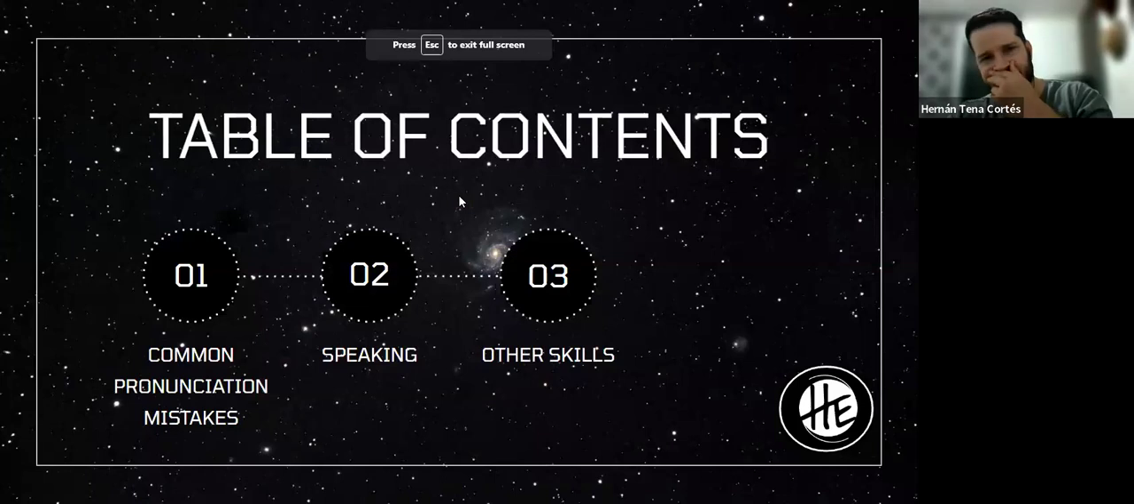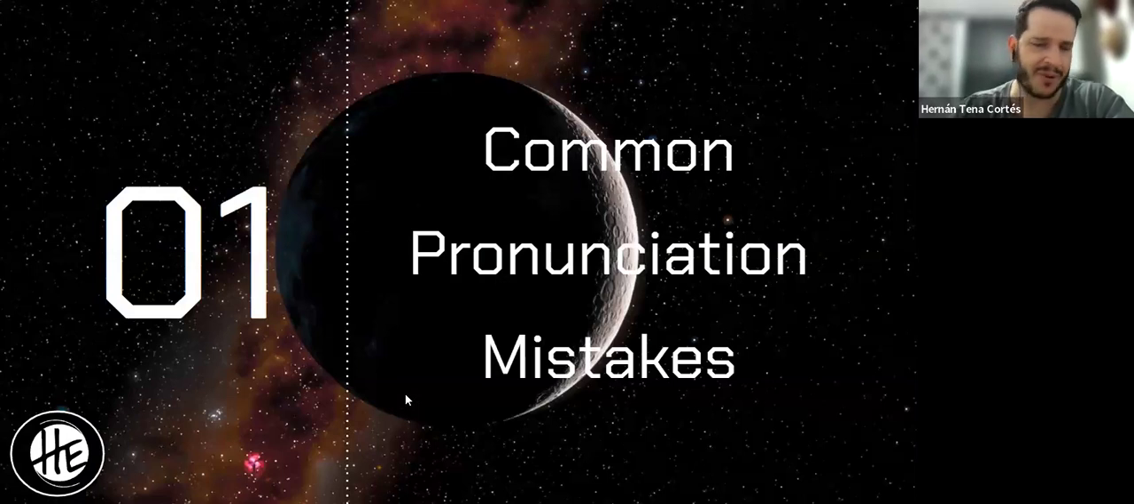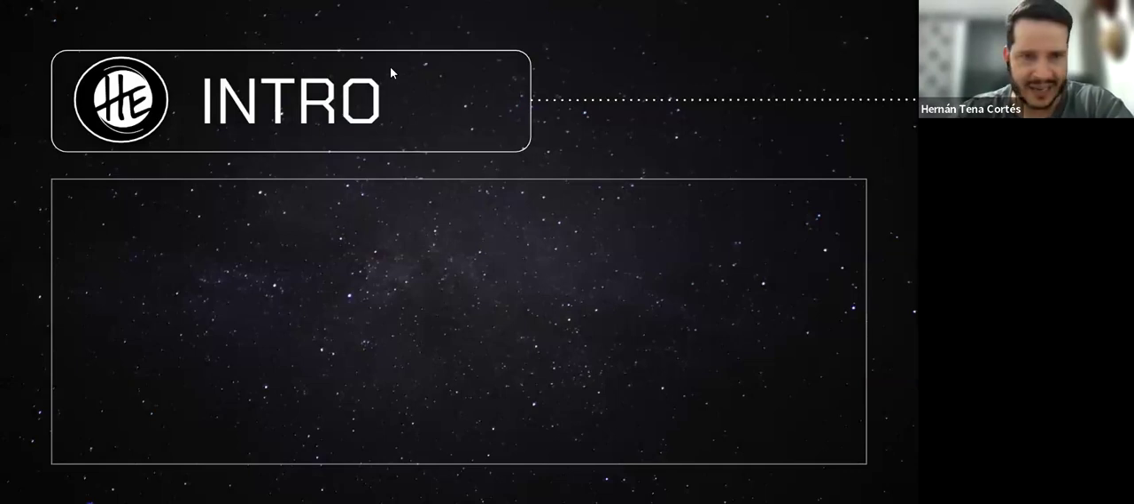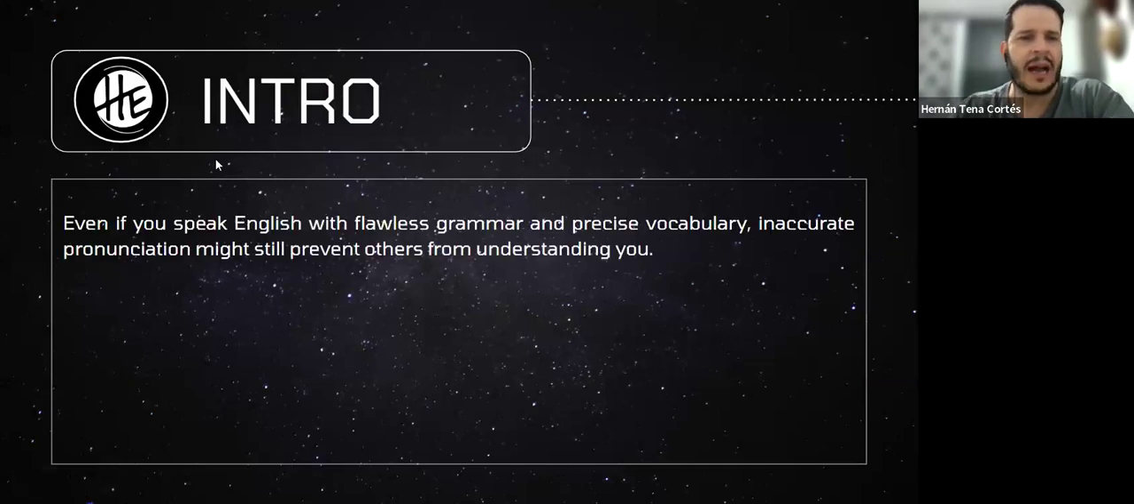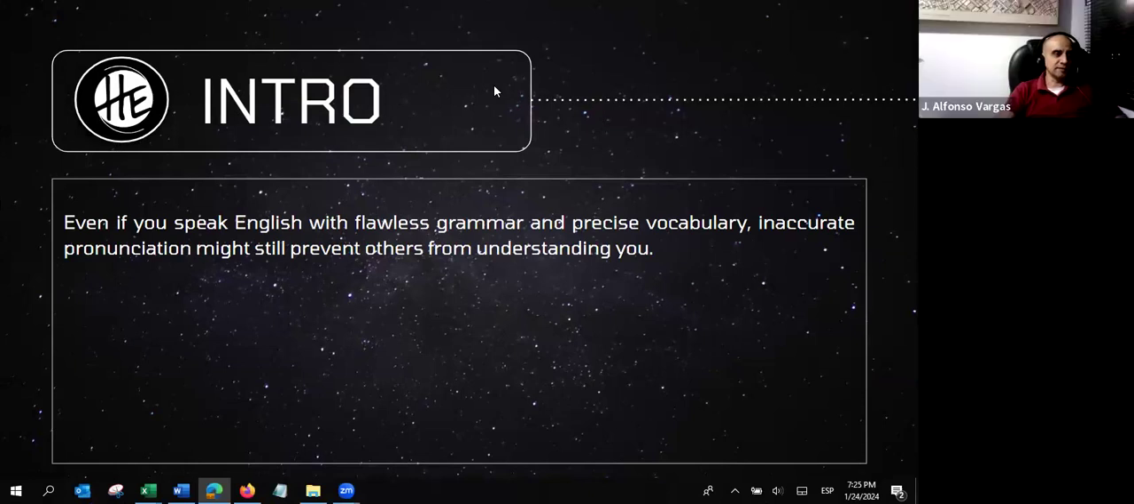So let's take a look at today's agenda. We're going to focus on common pronunciation mistakes. Of course, we're going to do some speaking activities and we'll also work on other skills. But let's get started on pronunciation mistakes that are very common for people that are learning English. Alfonso, can you please read this passage? Don't forget to unmute your microphone. Excuse me. No problem, my man, no problem.